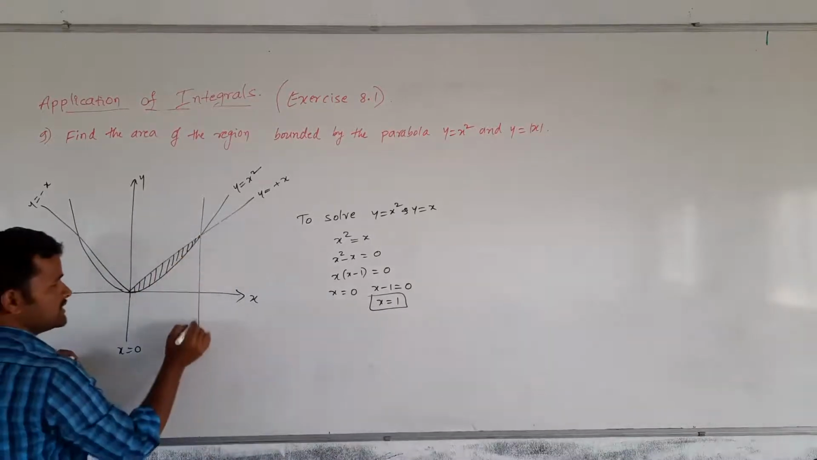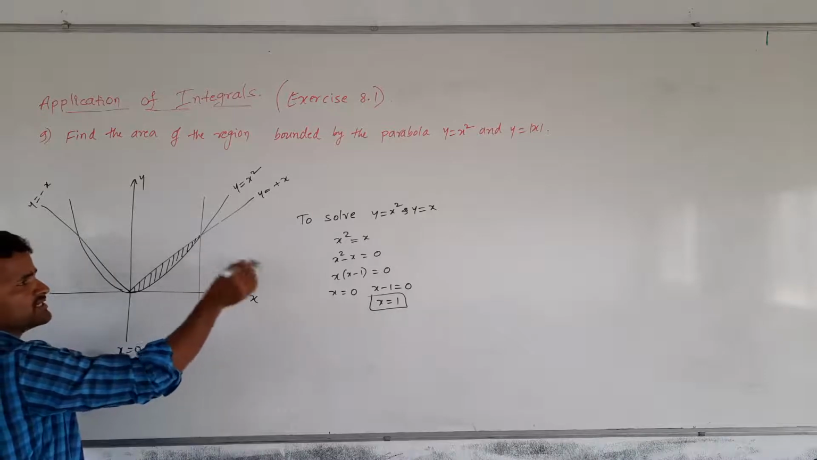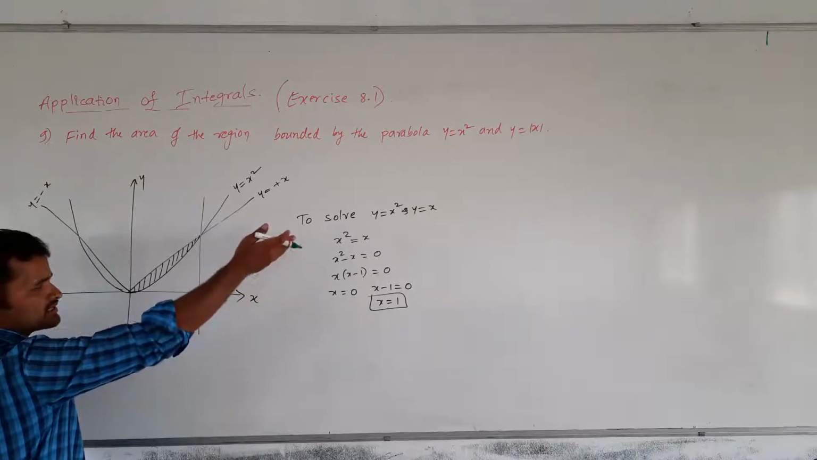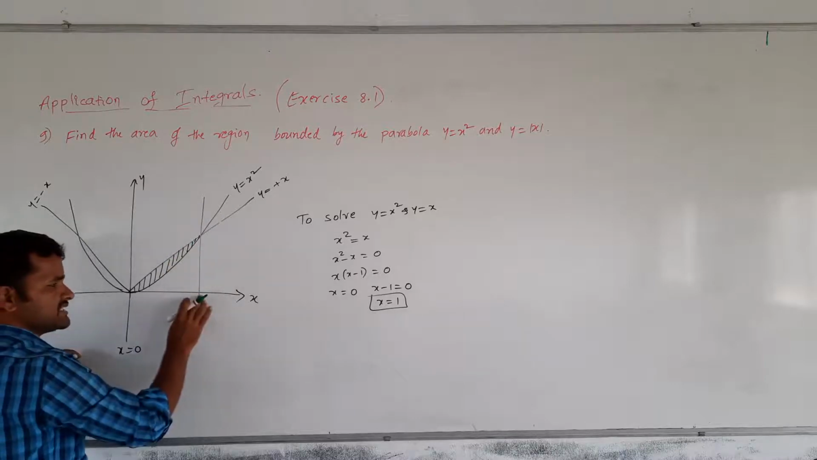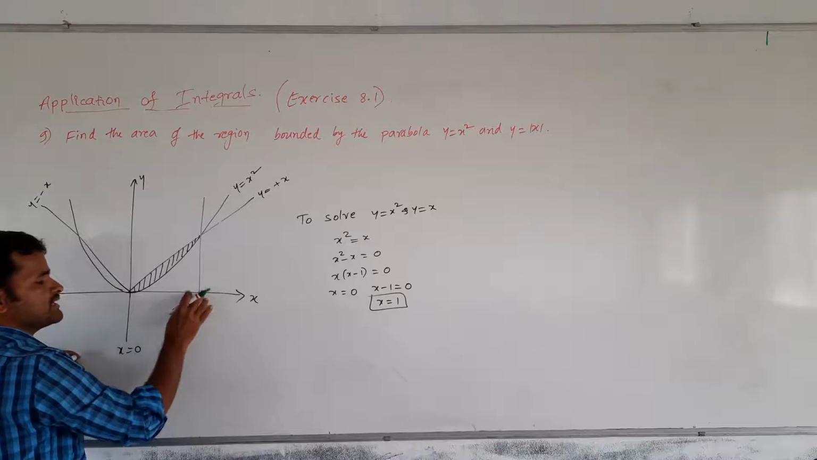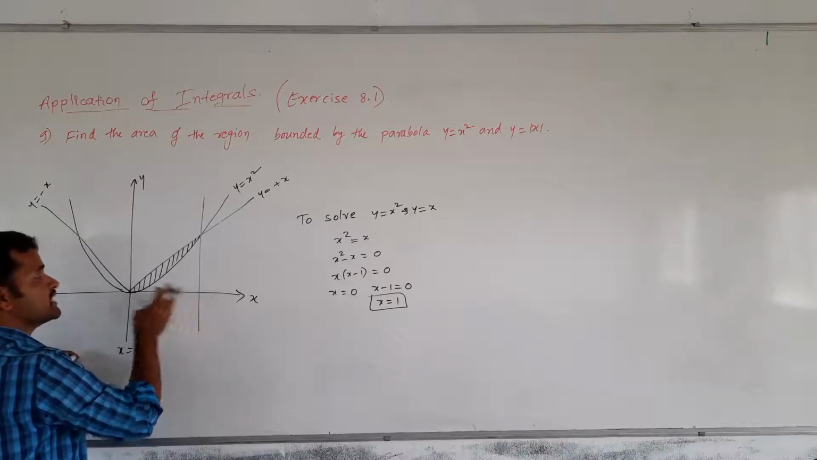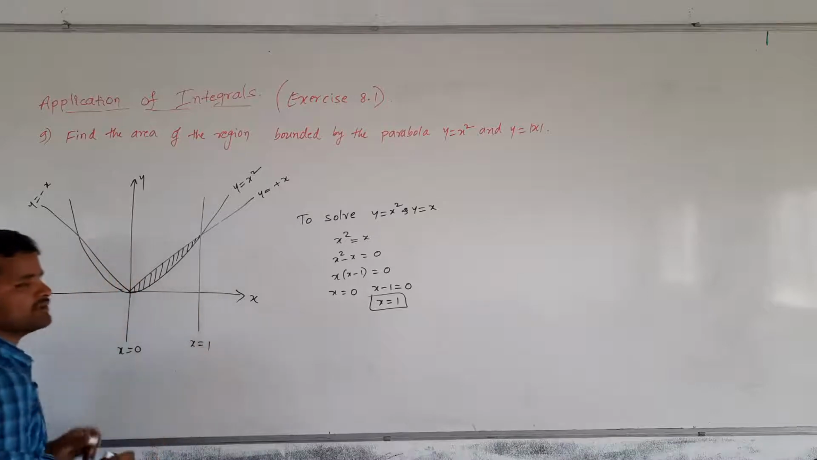So this point is 1 comma something. x is equal to 1, y you can get by substituting there. So the point is 1 comma 1. This point is 1 comma 1 means this point will be 1 comma 0. As this point is 1 comma 0, it is passing through the point 1 comma 0 and it is parallel to the y axis, means the equation of this line is x is equal to 1.